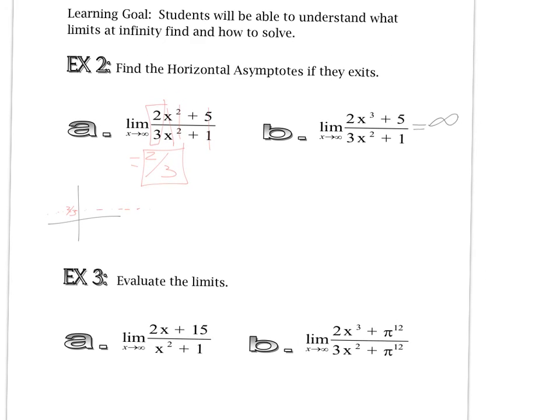Also, it should be noted here, it's approaching positive infinity because all these values are positive. So this is going up and up and up. If there was a negative in here, it could be approaching negative infinity as well. But these numbers are all positive, therefore it's going up and up and up. If one of these numbers were negative, then we could say it's going down and down and down.